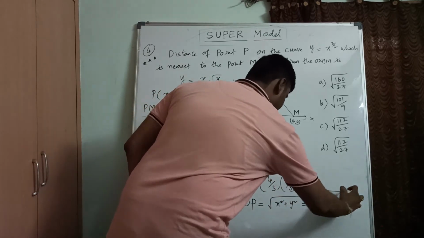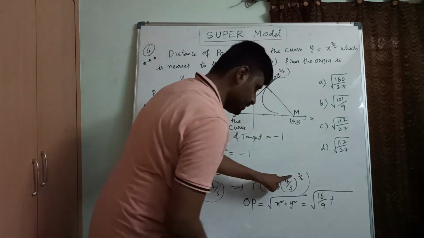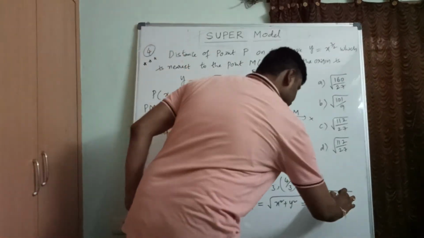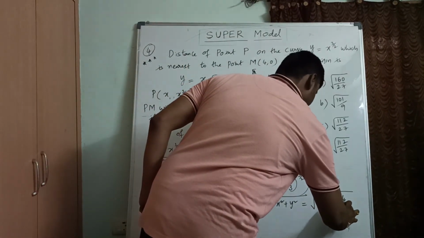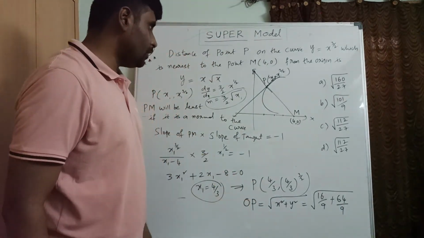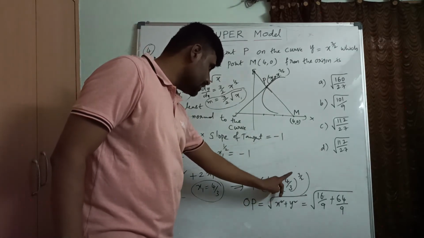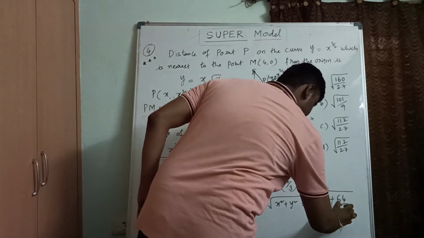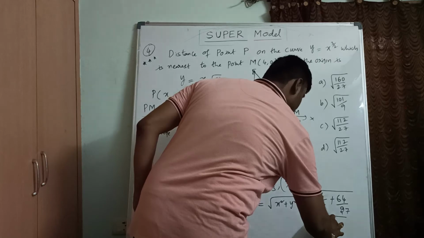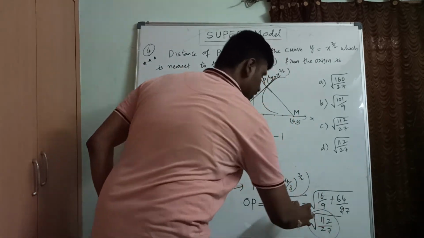Hope you understand. Root of 4 by 3 square, 16 by 9, and this one squared, the 2 cancels, 4 cube, 64 by 9. So finally, here 4 square is 16, here 4 cube is 64, here 27, correct? Now from this what will you get? 112 by 27. So this is the required length.